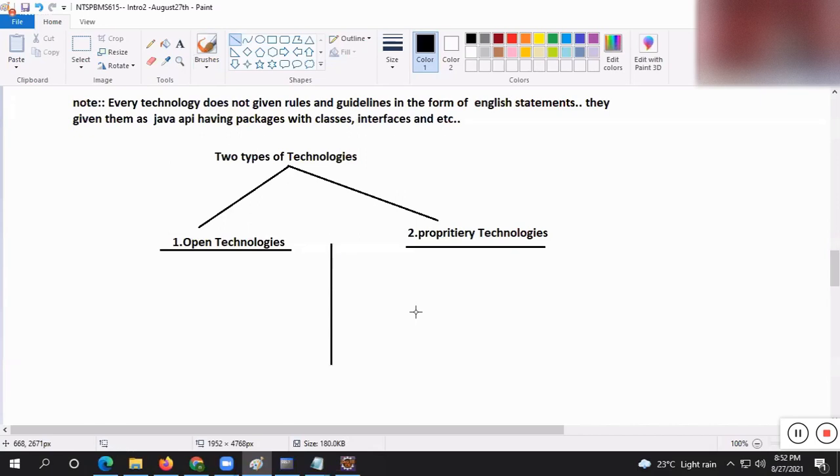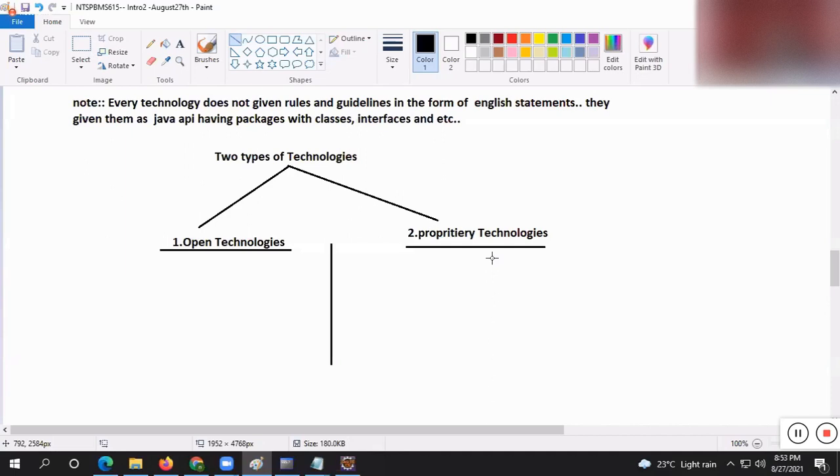Okay, right, guys. Proprietary technologies. The company that has given the technology can only use the technology's rules and guidelines to create the implementation software. It won't allow other companies to create implementation software. I'll put it like this.